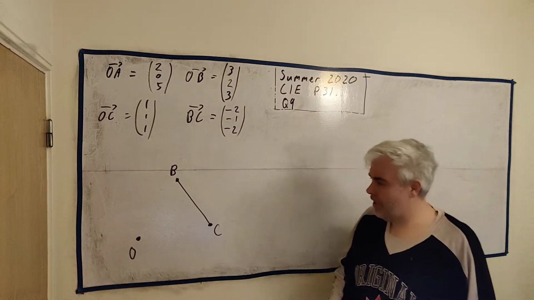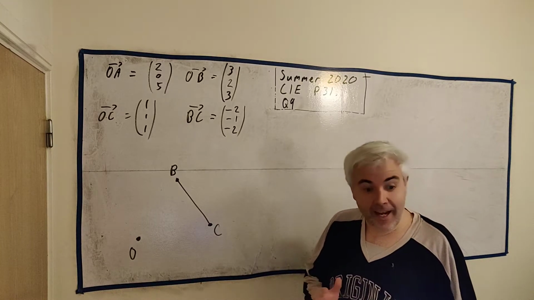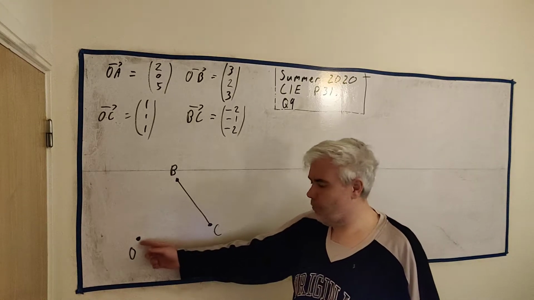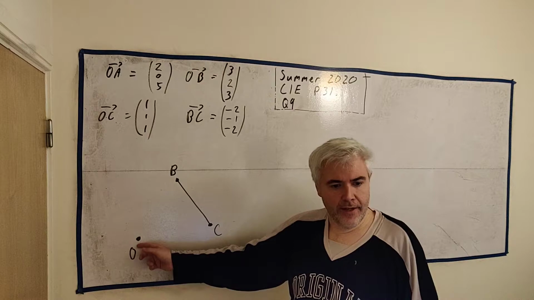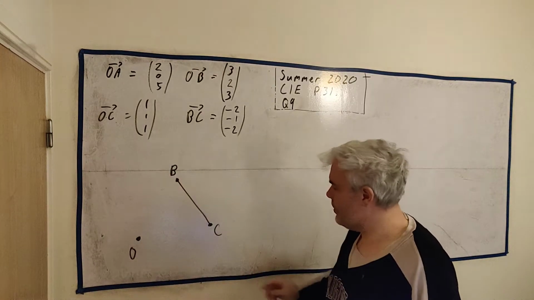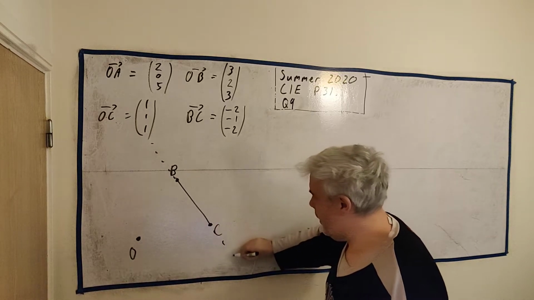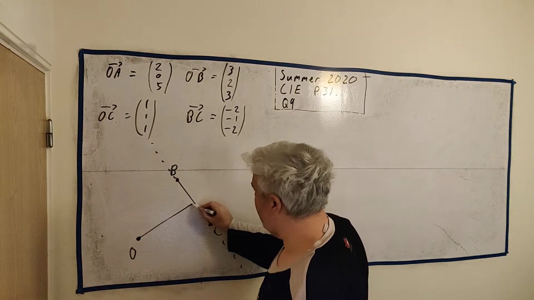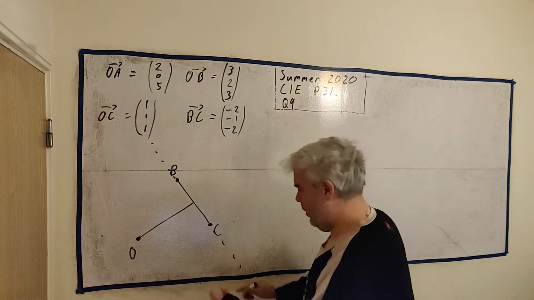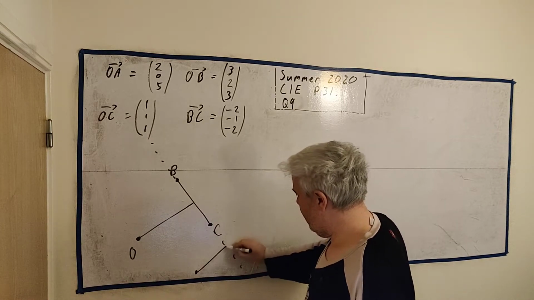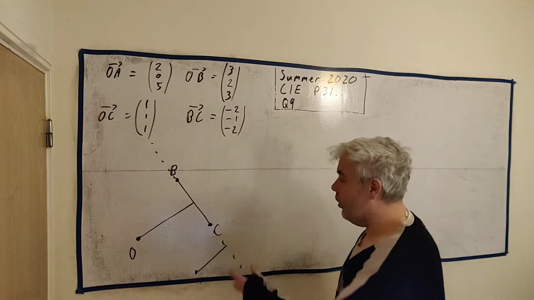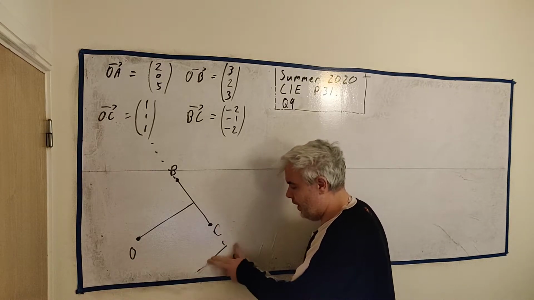Okay, like I said, part C asks us to find the exact length, that's important, the exact length between O and the line through BC. So that's not just BC, that's the line, it could go anywhere here. So the way I've drawn it, it looks like it's about here, but no, maybe O is over here, and it could hit off this imaginary line here.